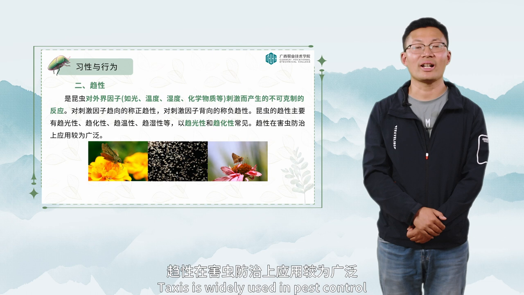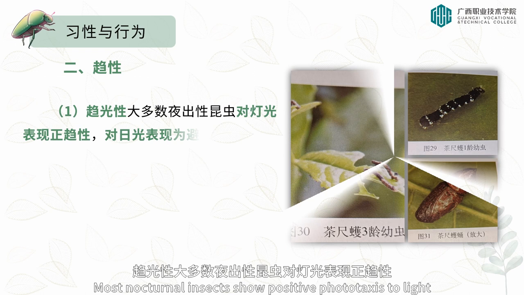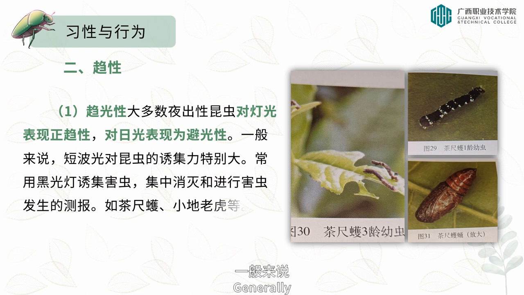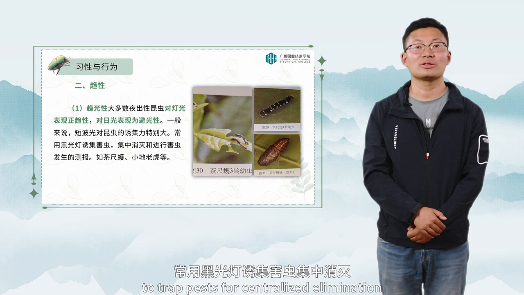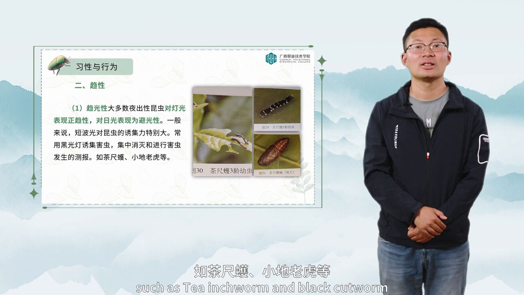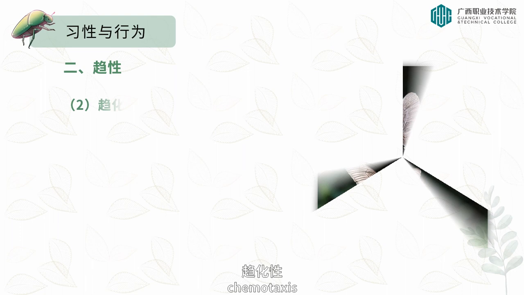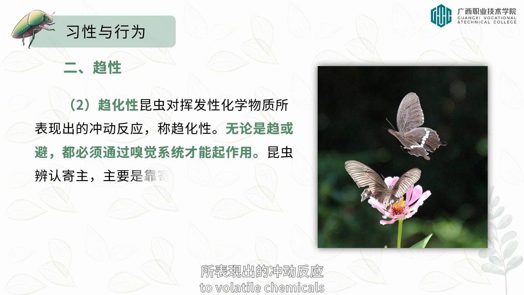Most nocturnal insects show positive phototaxis to light, and negative phototaxis to sunlight. Generally, shortwave light has a particularly strong trapping force on insects. Black light lamps are commonly used to trap pests for centralized killing and for pest occurrence prediction, such as tea inchworm and black cutworm.